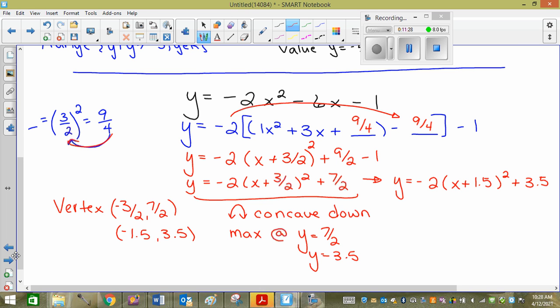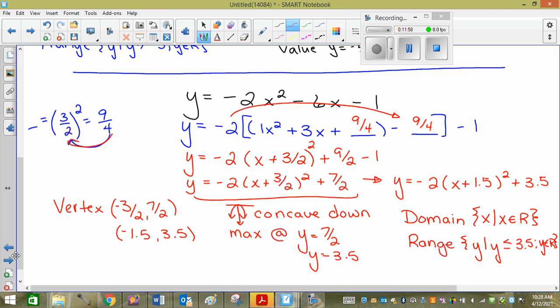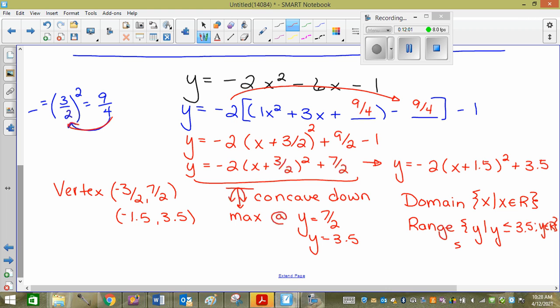Okay? My domain. Kylie, what's my domain? X such that X is an element of the real numbers. And what's my range? Y such that Y is less than or equal to 3.5, because I'm going downwards, right? And it's equal to because it actually equals that value. Or I would have been happy with y such that y is less than or equal to 7 over 2. Both of these are the same thing, and I'd have to accept either.